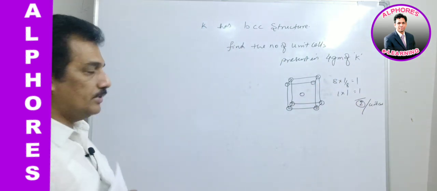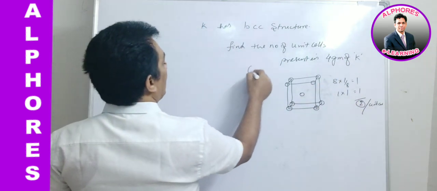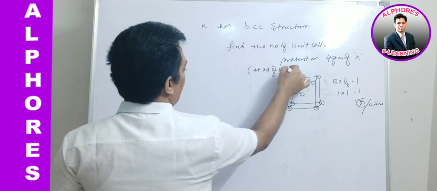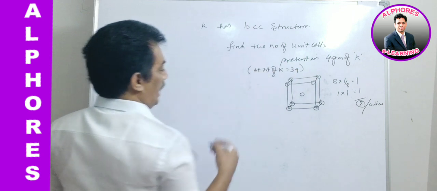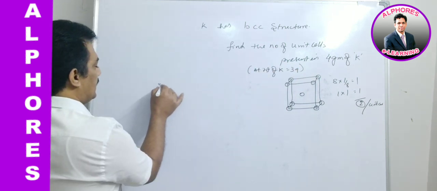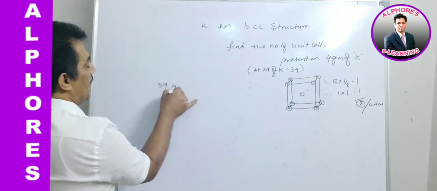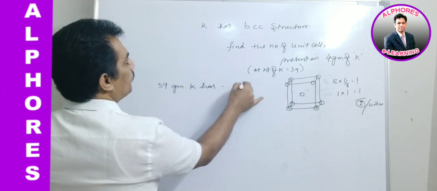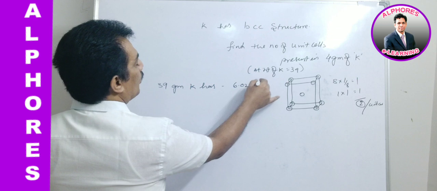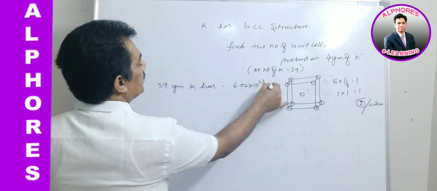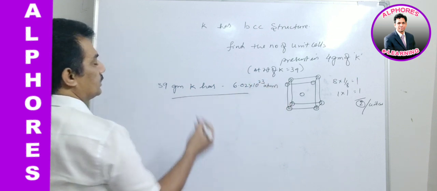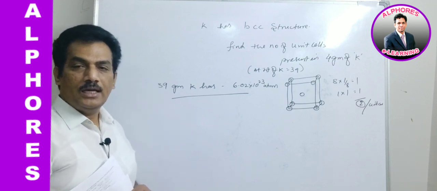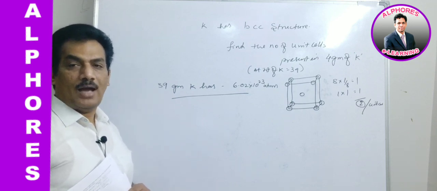2 atoms per unit cell. And here the atomic weight is given. Atomic weight of potassium is given as 39. And as we know, 39 grams of potassium has 6.02 into 10 to the power of 23 atoms. It is nothing but from Avogadro's concept, mole concept. 1 gram atomic weight of any element possesses Avogadro number of atoms.